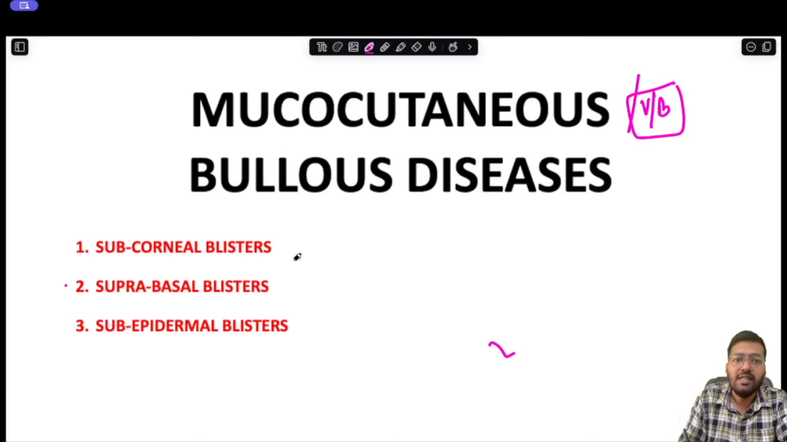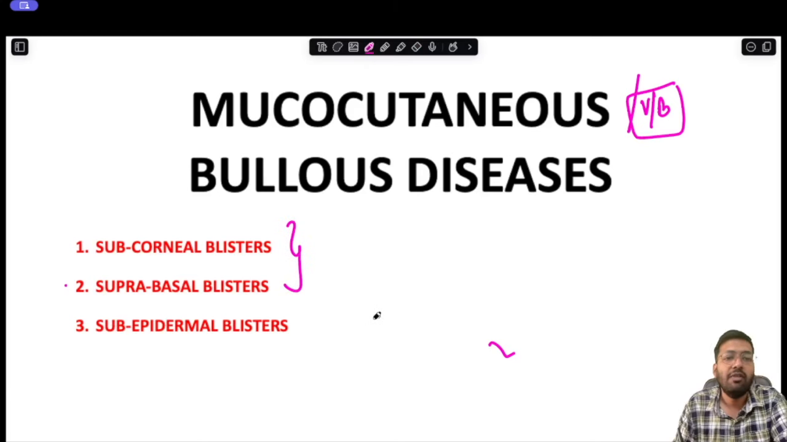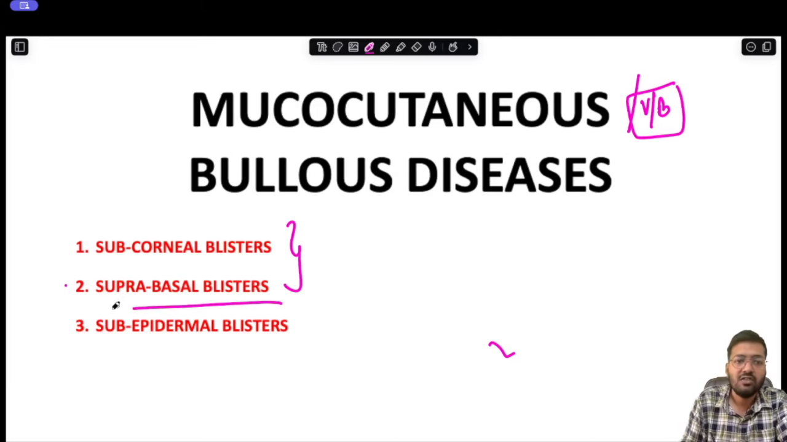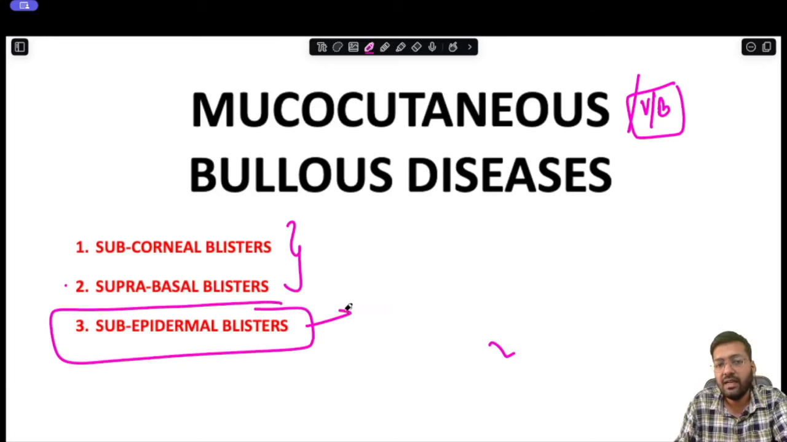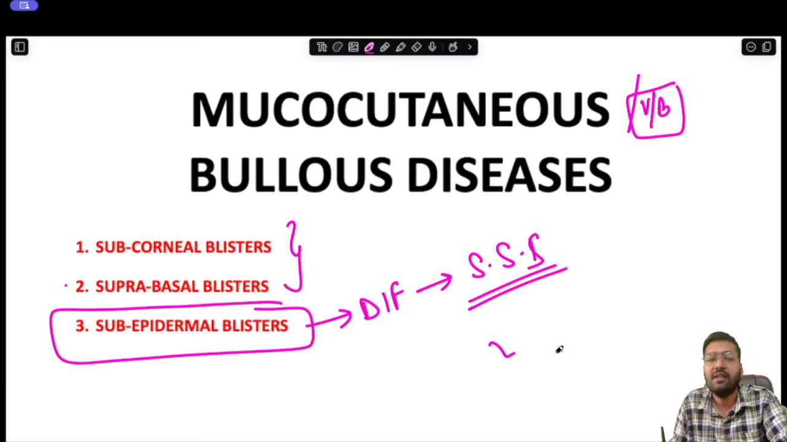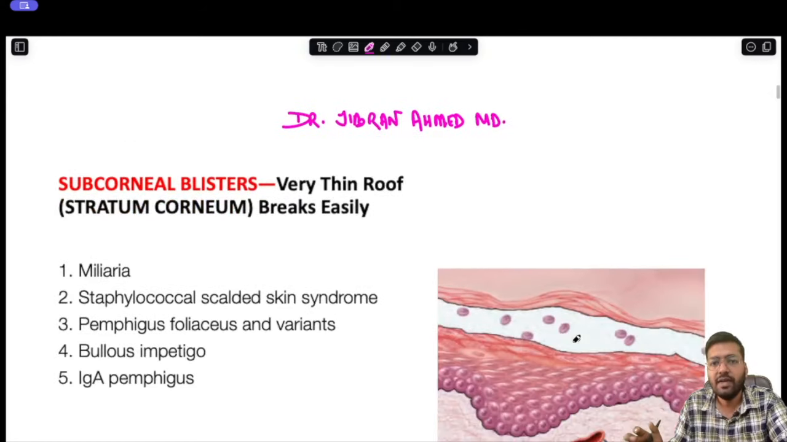Though it is very easy to diagnose and differentiate between the subcorneal and suprabasal blisters, there is a lot of confusion with regards to the subepidermal blisters, because many diseases form subepidermal blisters and they have a very similar pattern on direct immunofluorescence. So for that purpose, we carry out a procedure known as the salt split skin technique, wherein you purposely divide the skin so as to localize and differentiate between the different causes of subepidermal blister. Okay, so we will discuss that later on.